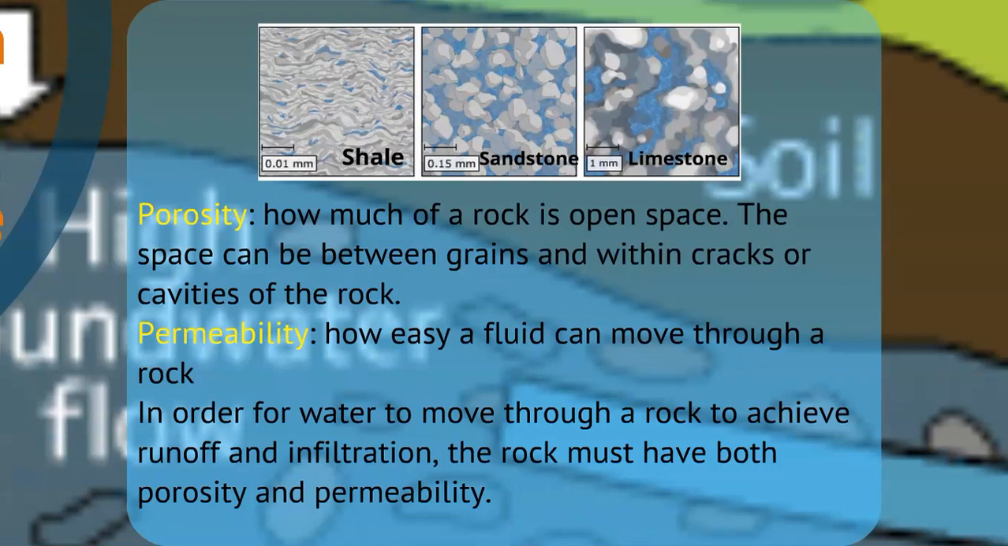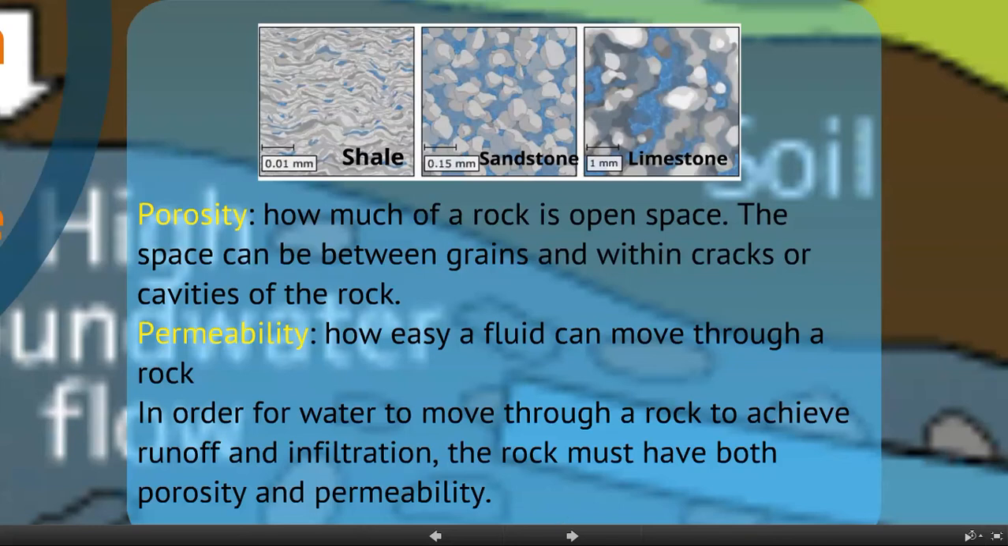Permeability is how easily a fluid can move through a rock. If something's permeable, water can flow right through it. If it's impermeable, the water can't get through it. It's going to go around. So in order for water to move through a rock to achieve infiltration, the rock must have both porosity and permeability.